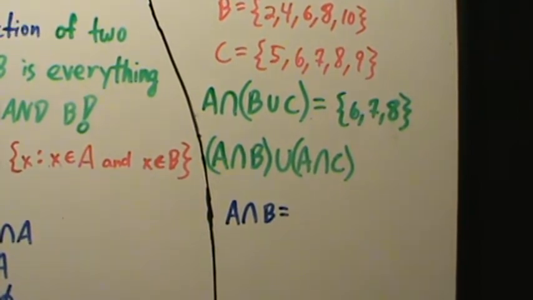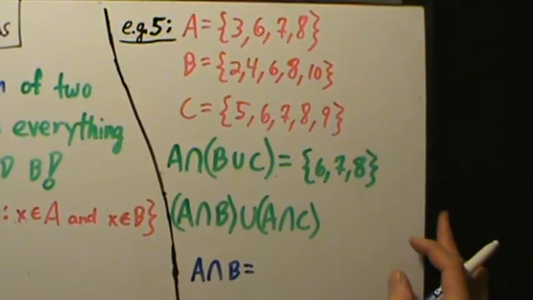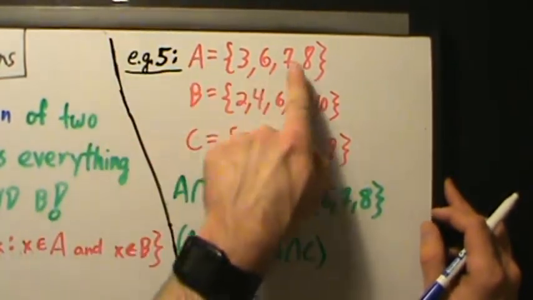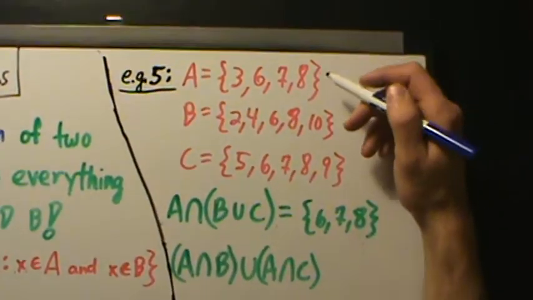Okay, what is A intersect B? A intersect B, that's everything in A and B. What's in A and B? Well, what's in A? 3, 6, 7, 8. Does anything here also appear in B?